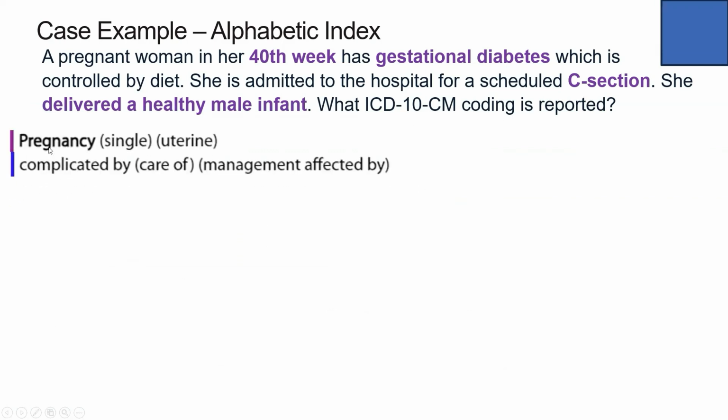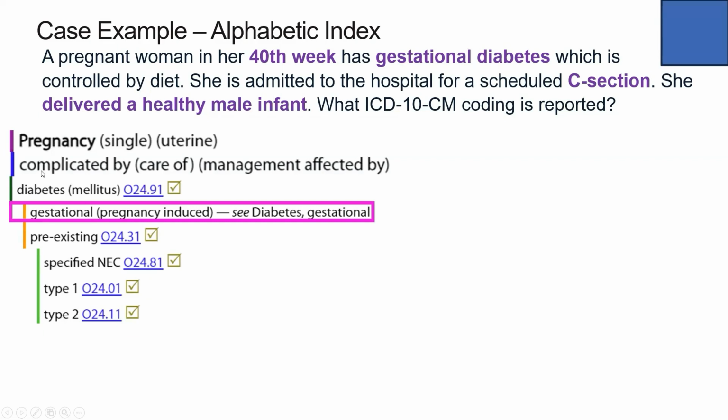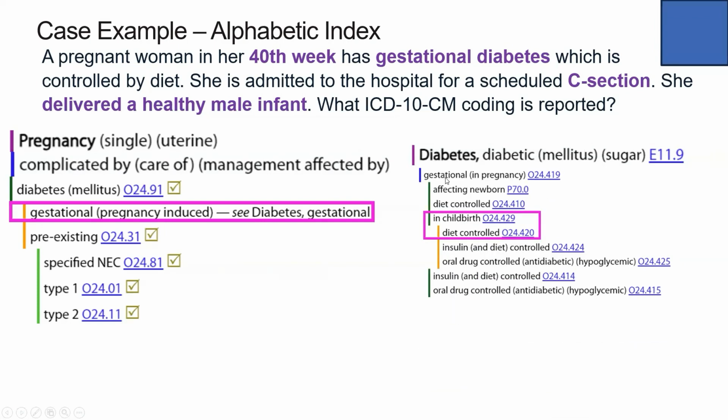So again, we're going to go to pregnancy complicated by, because we have this gestational diabetes here. And then we're going to go complicated by diabetes, gestational. And then we have a C note to go to C diabetes, gestational. So we're going to go out of this pregnancy main term here, and we're going to go to main term diabetes and then look at gestational. So here we are at diabetes. And then we have gestational and parentheticals, in pregnancy, a non-essential modifier.